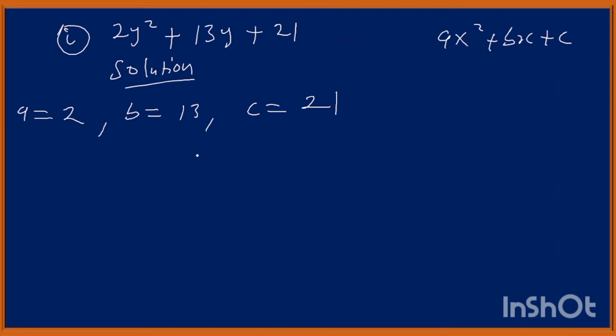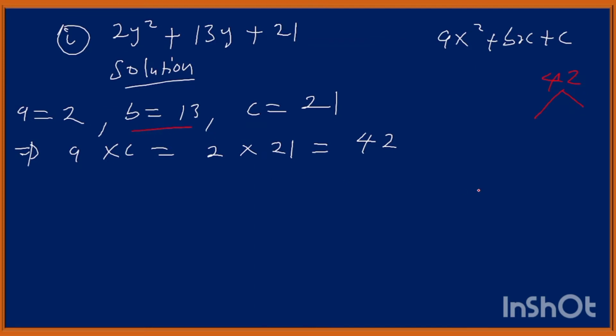So the next thing we do is multiply a by c. 2 multiplied by 21 gives 42. That is quite large. So the next thing is to find the factors of 42 such that if we multiply them together, they give us 42 back, and if we add them together, they give us the value of b, which is 13.